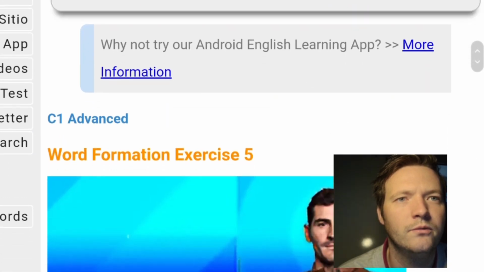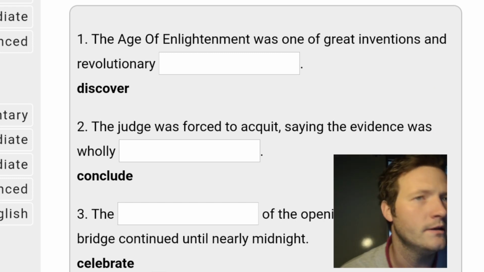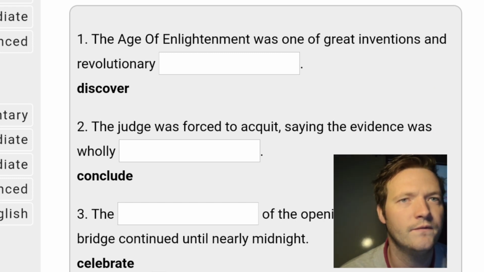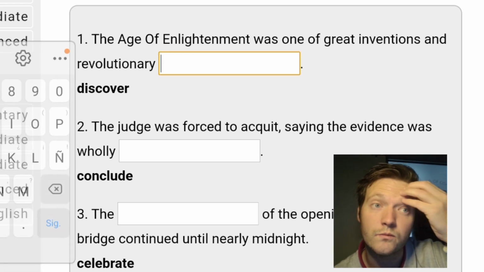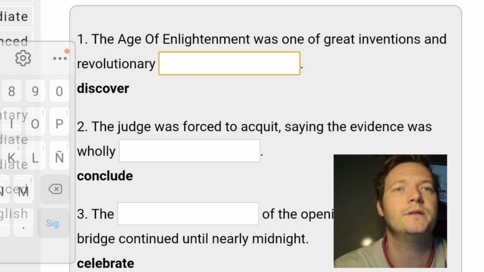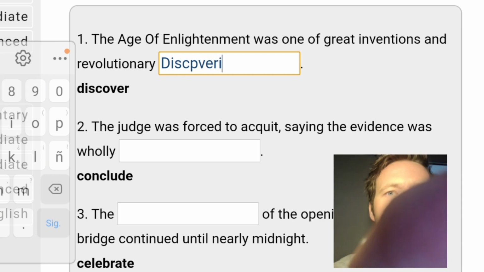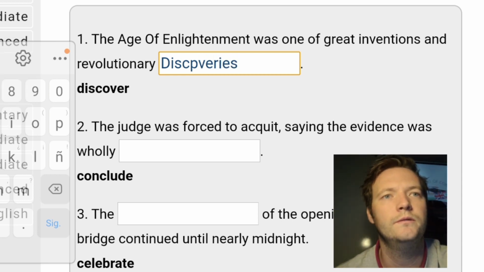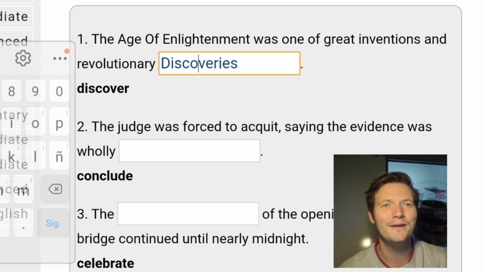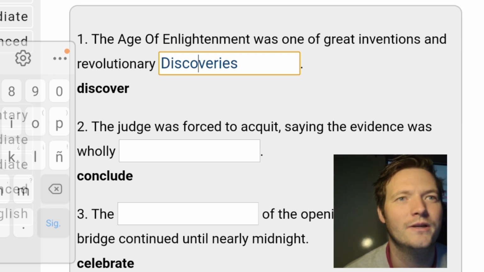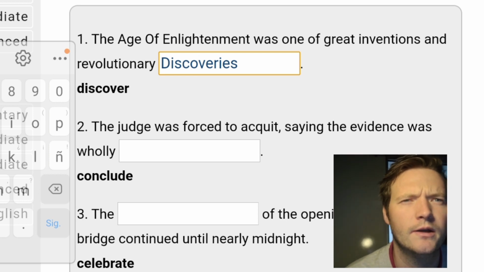Let's go to exercise 5. Well, we're getting through these fairly quickly, I think. Let's have a look. The Age of Enlightenment was one of great inventions and revolutionary discoveries. I think it would certainly sound better if it was in plural. It's so hard to do it on the phone. Revolutionary discoveries, yeah. Great inventions and revolutionary discoveries. Yeah, no mystery there, I don't think.